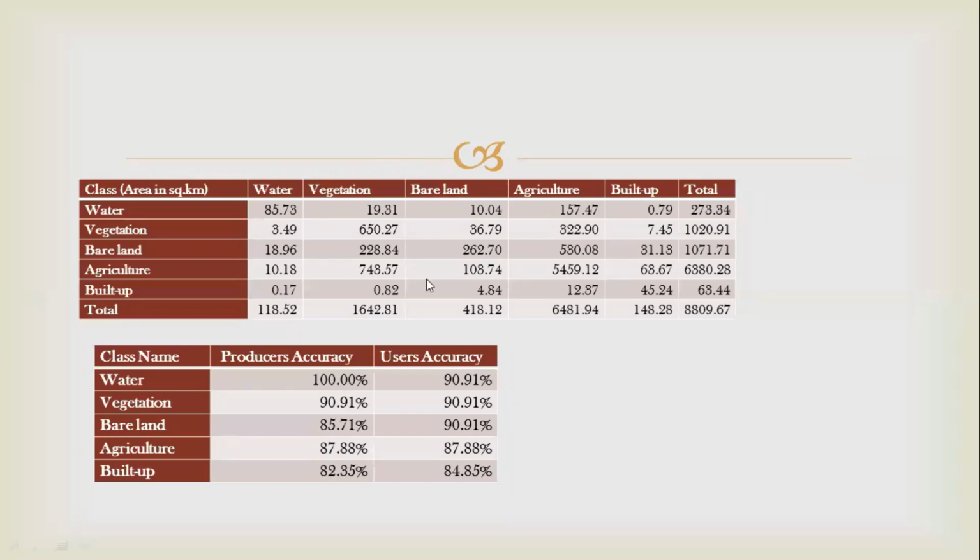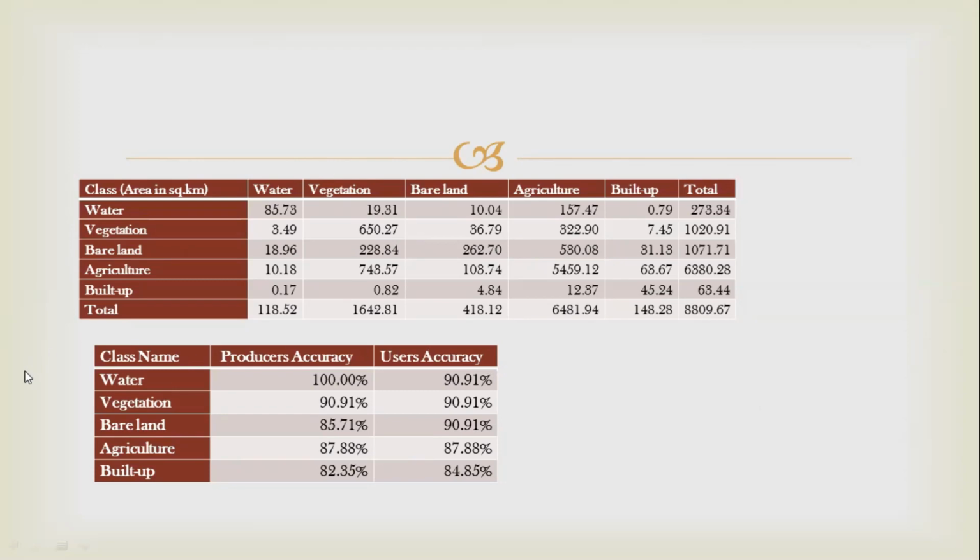Now over here, what has been done is the interchange that I was telling you about, the change between the classes from 2014 to 2020. So from water to water, this many square kilometers remained, but from the water class to the vegetation class, this much area has gone to the vegetation class. This is called a change matrix. And through this change matrix, you can easily understand how much of that area, or how much percent, has gone from one land use to another.